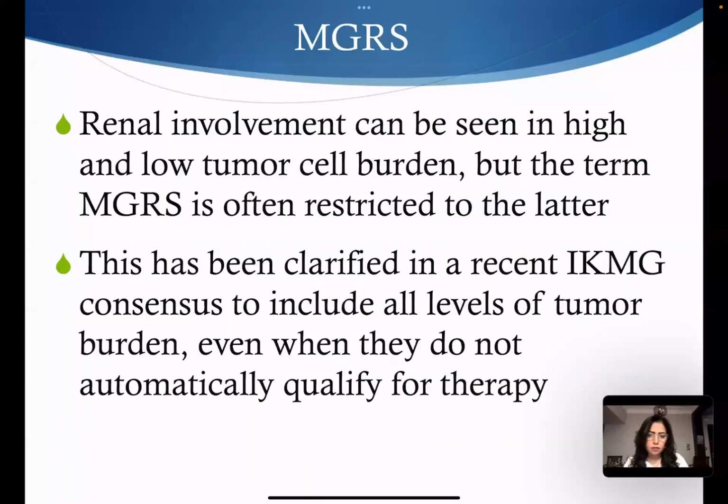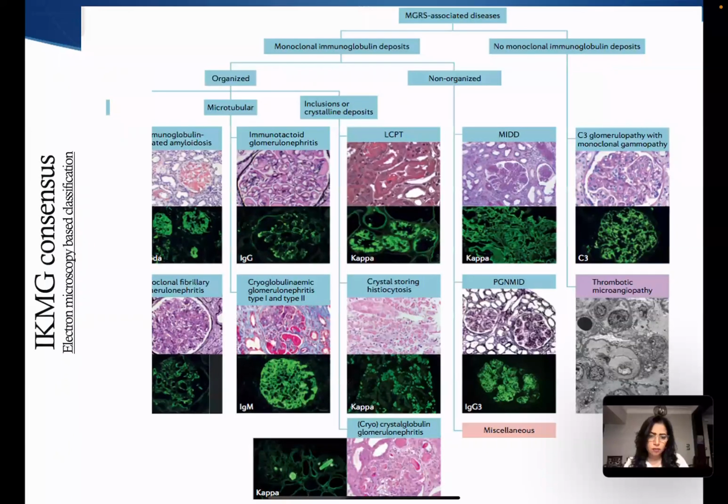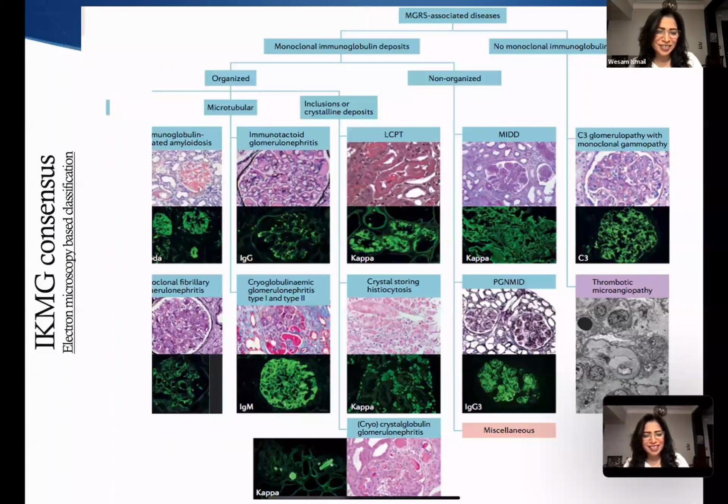So MGRS, again, is a renal involvement that can be seen in high and low tumor cell burden, but the term MGRS is often restricted to the latter, which is the low tumor burden. So this is a classical paraproteinemia, whether it's myeloma or whatever, but if the burden is low, it's only MGRS as long as the kidney is affected. This has been clarified in the IKMG consensus, and this slide is a very magnificent slide that Wesam is going to take her time trying to describe, what MGRS can do in our kidneys.